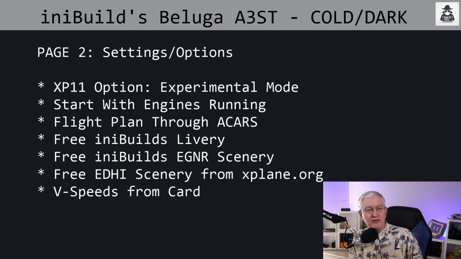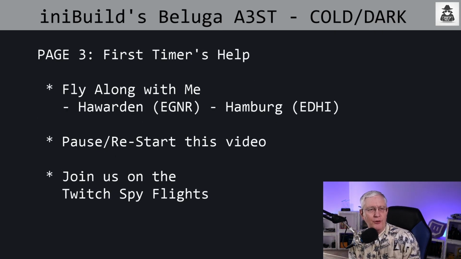I did the flight plan. It's going to come down through an ACARS system, through SimBrief, which is really pretty cool. I'm using a free Flight Builds livery, the one that you saw. I'm also using the free Flight Builds EGNR scenery, and there is also a free EDHI scenery available over at xplane.org. An important difference with this: the V speeds for takeoff and all of that are not going to come through the FMS. This was before I think they called them MCDUs. So the V speeds are coming from a card, and I'm going to be showing you those too.